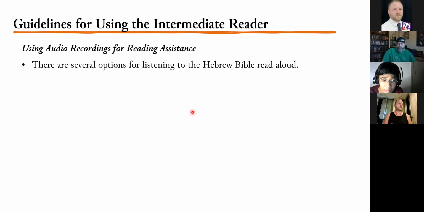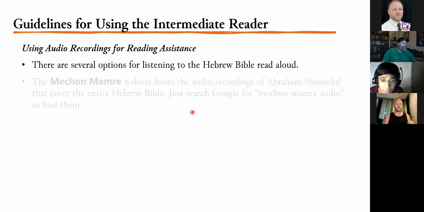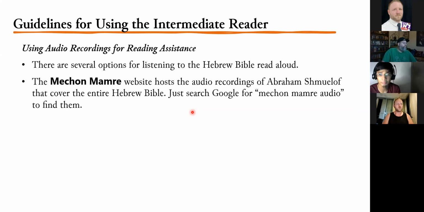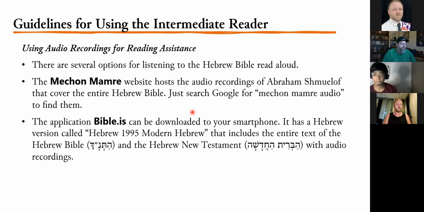All right, so using audio recordings, this is what I want to show you for resources. There are several options for listening to the Hebrew Bible read aloud. Machon Mamre is a website that has all of the Bible, and it has the Talmud, Jerusalem Talmud, and the Babylonian Talmud. It's got Targum Onkelos. We went over it the other day about how to look at the Torah. So just plug into Google Machon Mamre audio, and it will pull up a chapter by chapter recording of the Bible that you can just click on Ruth chapter 1, Ruth chapter 2, and it will read it for you out loud. It's very nice.